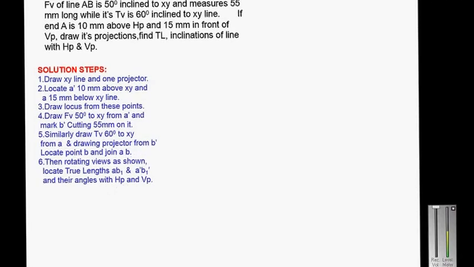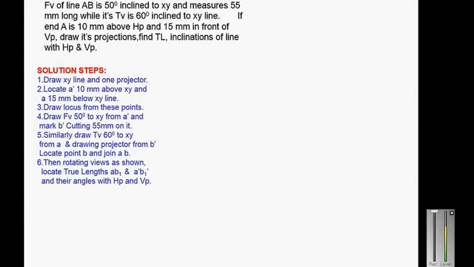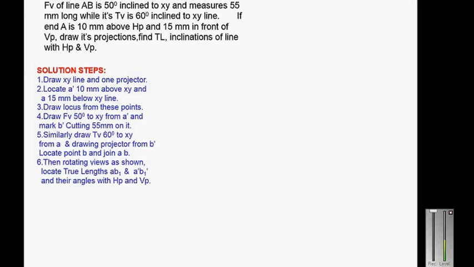The problem number 3 is: the front view of a line is inclined 50 degrees to the XY line. So the front view means A dash B dash, and A dash B dash makes an angle called alpha. Alpha is 50 degrees, and the length of A dash B dash is 55 millimeter, while its top view is inclined 60 degrees to the XY line. So the top view makes an angle called beta. So beta is 60 degrees with the XY line, and end A is 10 millimeter above HP and 15 millimeter in front of VP. So endpoint A is in the first quadrant. Draw its projections. Find the true length and inclinations of the line with HP and VP.